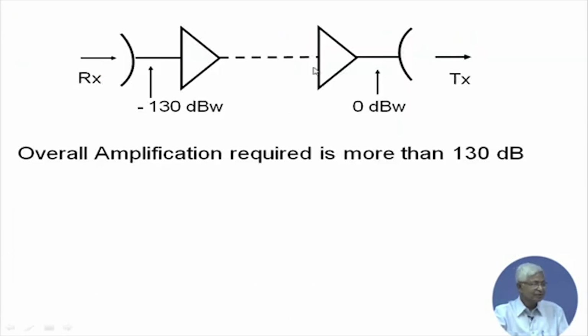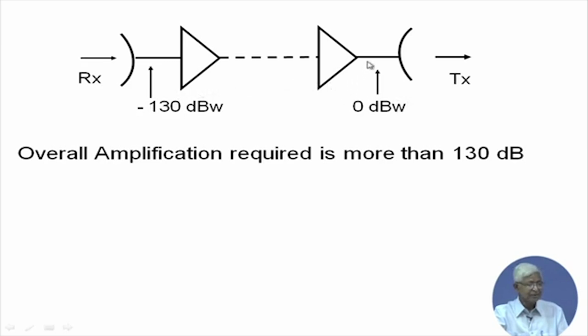Let us go back to the diagram. So, there is a small amount of signal which is received. Let us assume that after the antenna it has come, that is minus 130 dBW, and to make it 0 dBW, which is equivalent to 1 watt, I have to put a lot of amplifiers. So, instead of one amplifier, I put more blocks of amplifiers, and then there is transmit. Overall amplification I want to give is roughly about 130 dB, which is quite a large number.